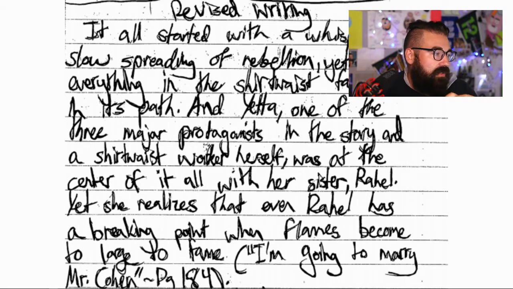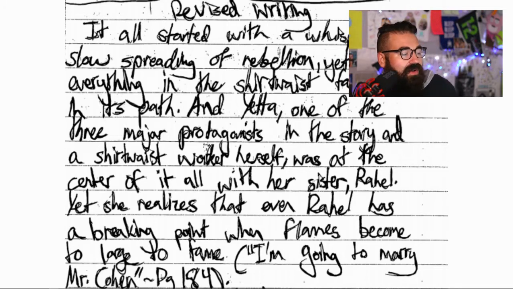So it says, "It all started with a whisper, a slow spreading rebellion, yet burning everything in the shirtwaist factories in its path. And Yetta, one of the three major protagonists, it's like saying main character, in the story, and a shirtwaist worker herself, was at the center of it all with her sister Rahel. Yet she realizes, I love when I see writers use realizes, that even Rahel has a breaking point when flames become too large to fame." I'm not sure what they're saying there at the end, but it doesn't matter.